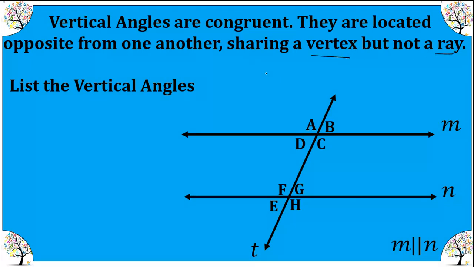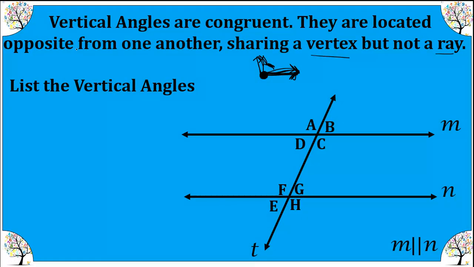So let's just review what a vertex is. If I have a vertex, a point, and I have one ray, so that's a ray, and it has an endpoint. And then I have another ray. These two rays share a point, a vertex, creating an angle. So the line portion is the ray, where it has an endpoint and it continues forever in one direction. So we have a vertex, and then we have two rays. Okay, so now let's look at our diagram.